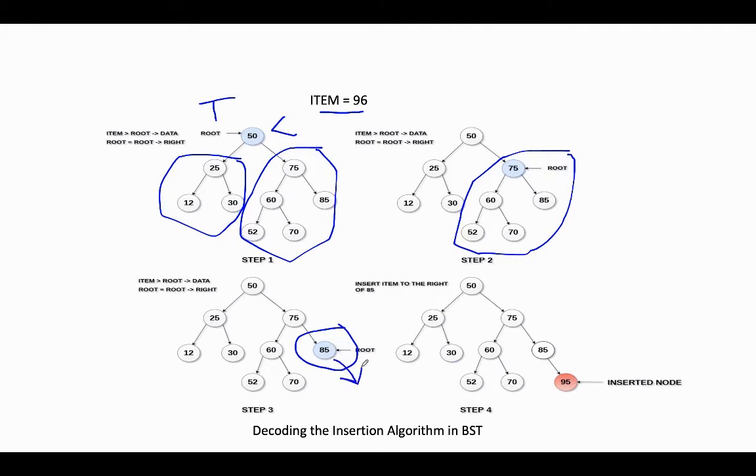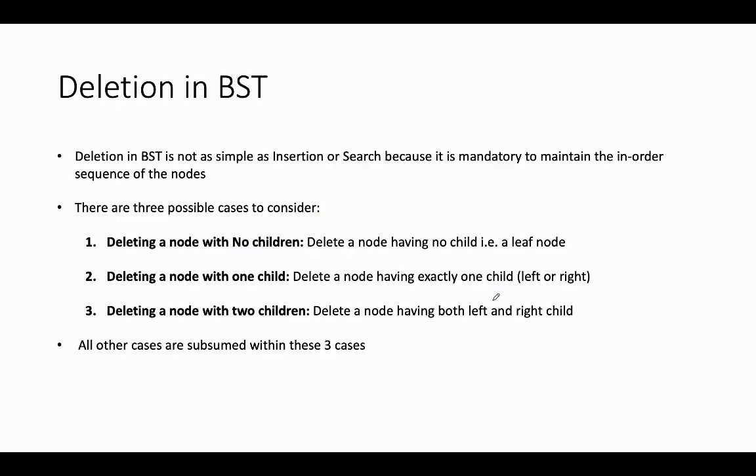But we see that there is no node present in the right subtree of 85. So we attach the node 96. Sorry, this is 96. So we attach the node 96 in the right part of 85, and this is the inserted node. So that's how the insertion works in BST.